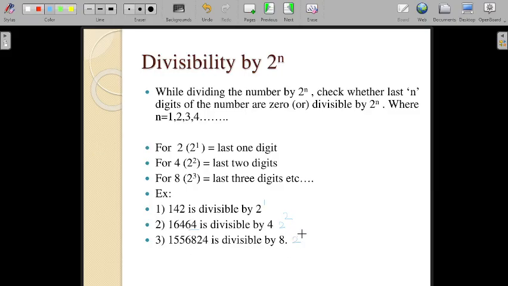8 means 2 cube. In 2 cube, that means 3 digits, so the last 3 digits should be checked. If the last 3 digits are divisible by 8, then the whole number is divisible by 8. Let's check it out. Here 824, of course, 824 is divisible by 8.